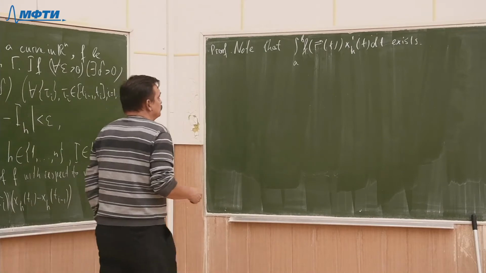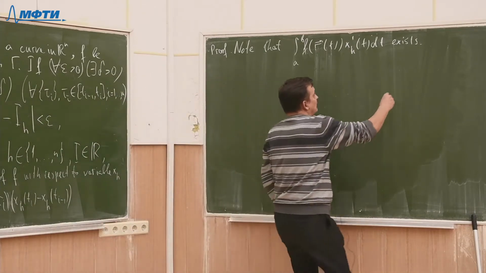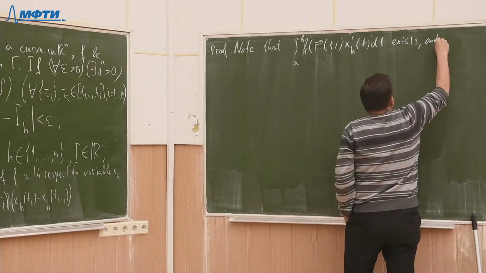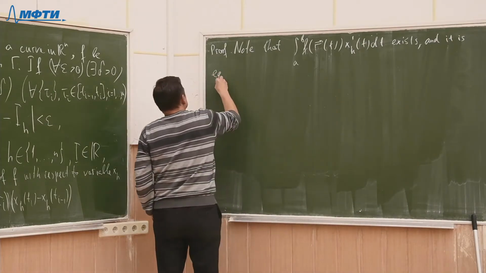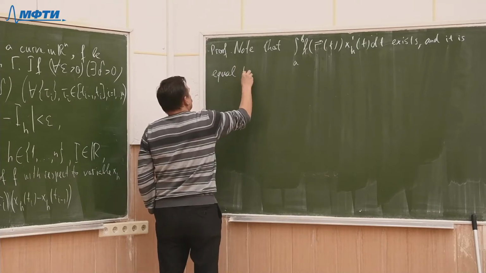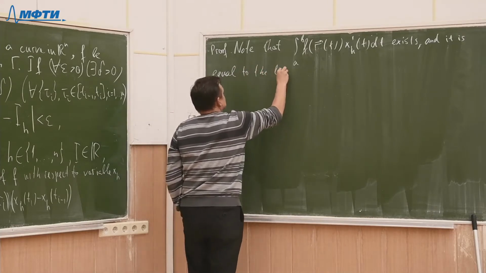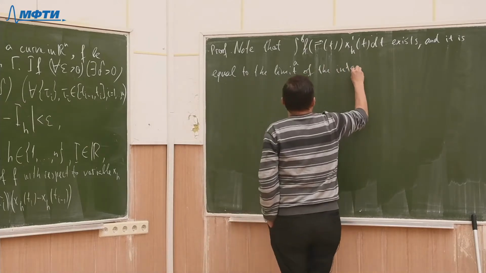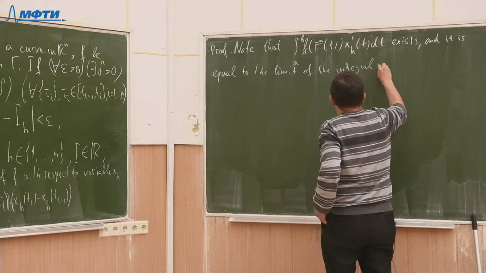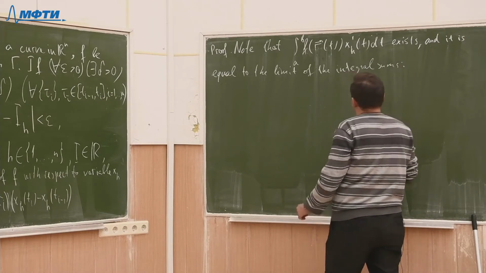So we have a continuous function on an interval, hence it's Riemann integrable. So the integral is well defined. And it is equal to the limit of the integral sums. So let me write those integral sums.